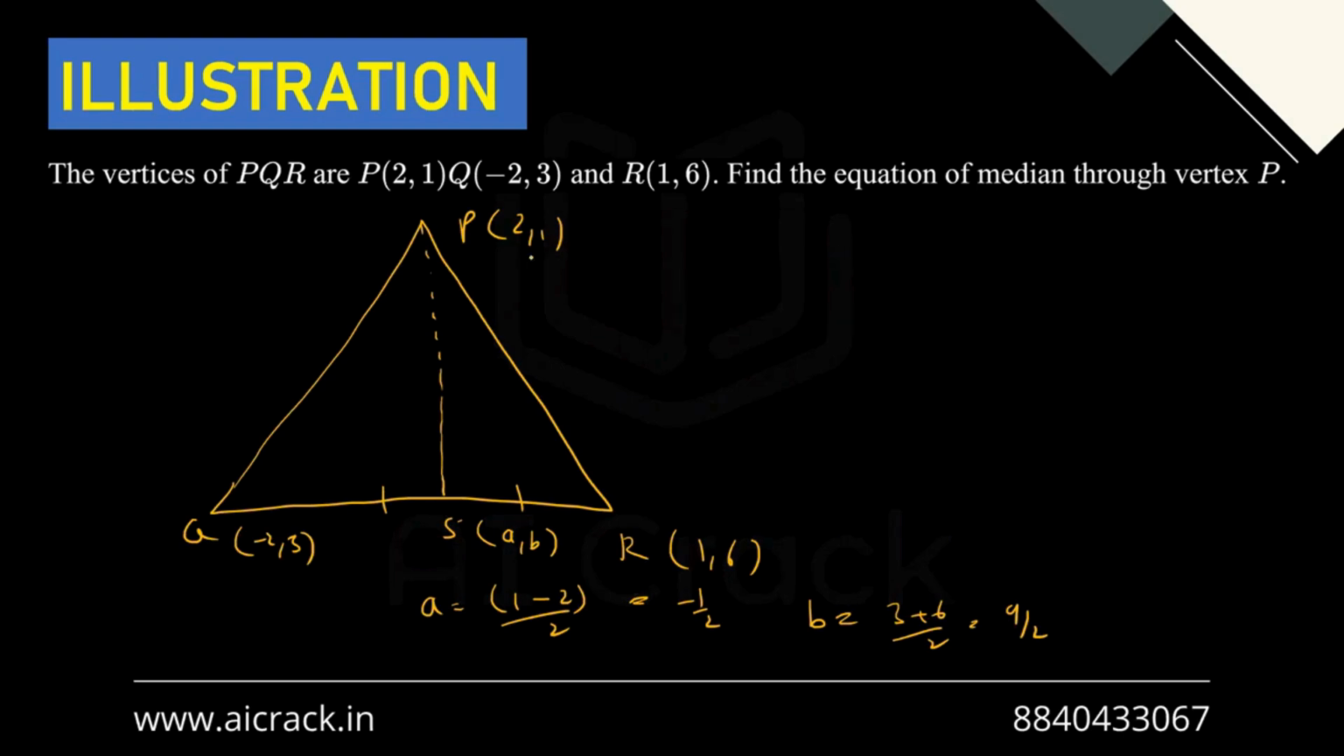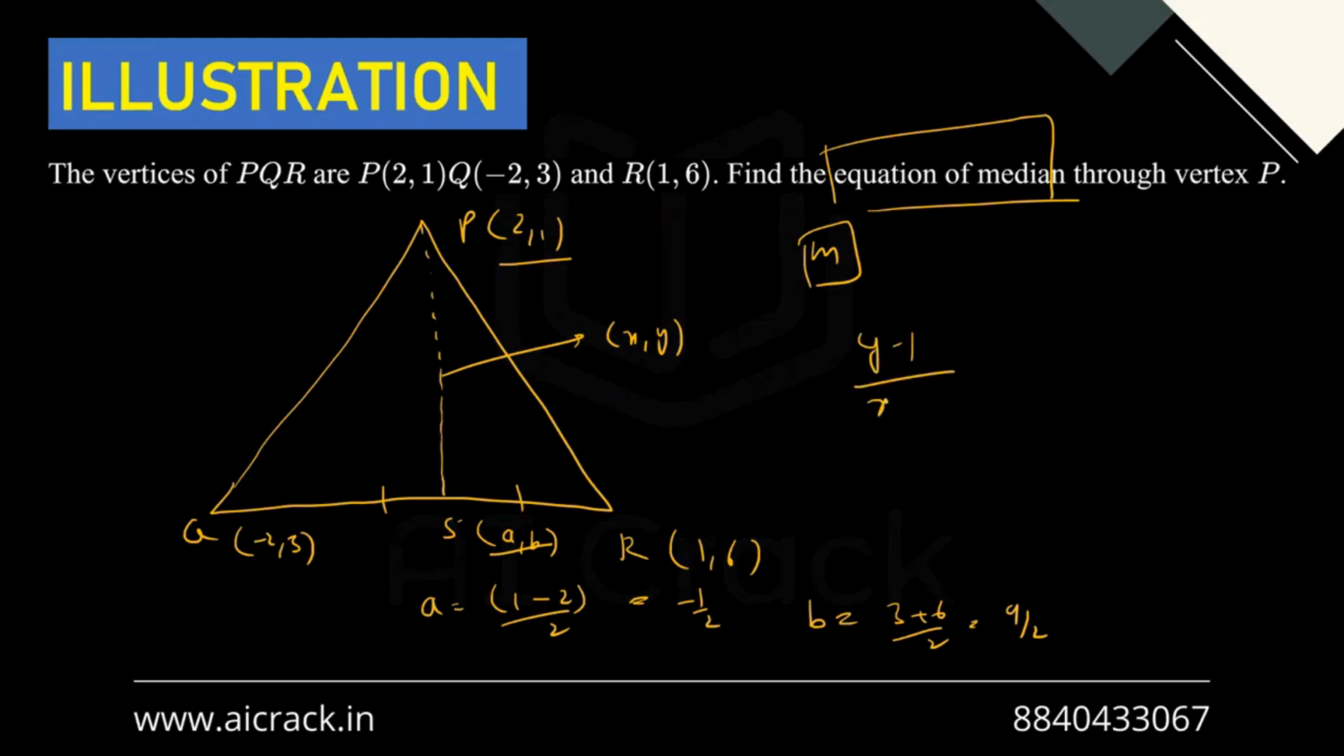Now, all we need is a slope and a point. We have to find the slope of PS because we have to find the equation of the median. So we can easily find the slope of PS with the help of these 2 points. We know the coordinates of P, we know the coordinates of S. So we can find the slope, and we can use any one point. Let's say we'll use P to find the equation of the line. So let's have this variable point (x, y).